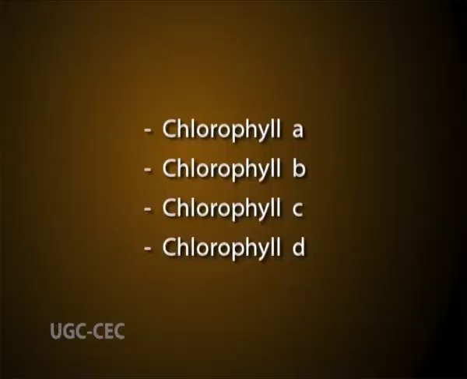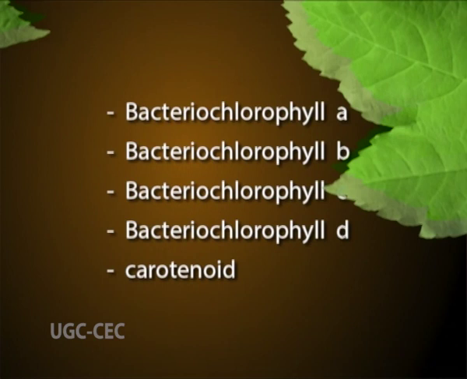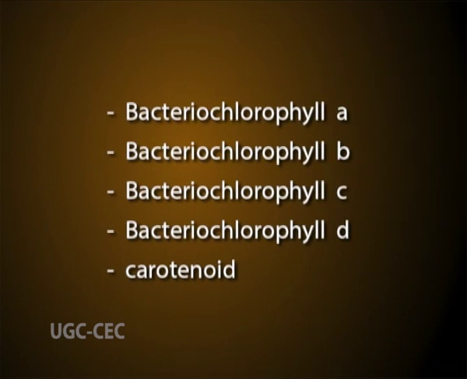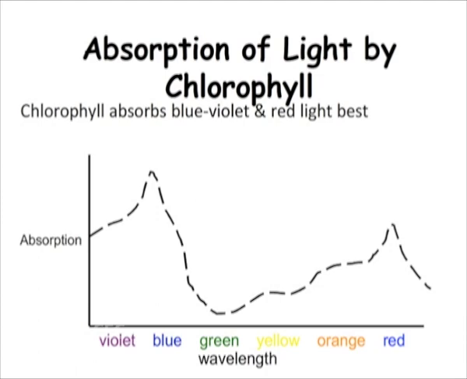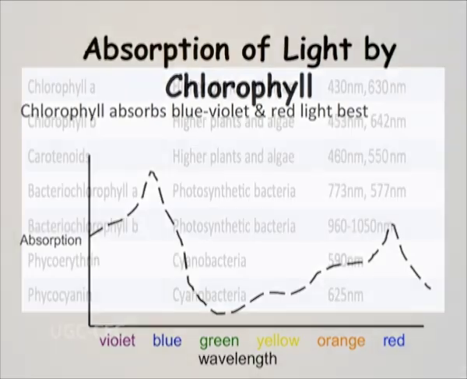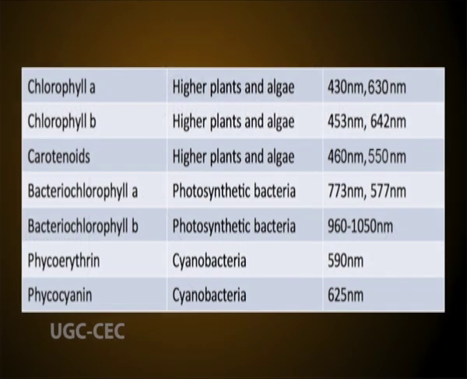Several kinds of pigments are present in plants and prokaryotic photosynthetic organisms. For example, chlorophyll A, chlorophyll B, chlorophyll C and D, bacteriochlorophyll A, bacteriochlorophyll B, C, D, etc. and carotenoids. Each pigment absorbs different wavelengths of solar radiation and covers most of the solar spectrum. For example, chlorophyll absorbs at 430 nm and 630 nm.